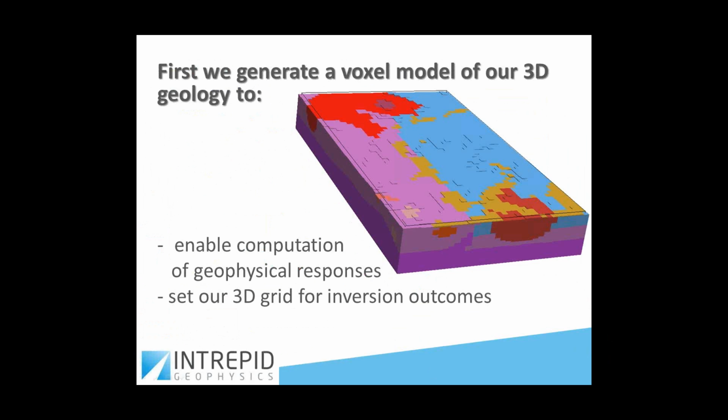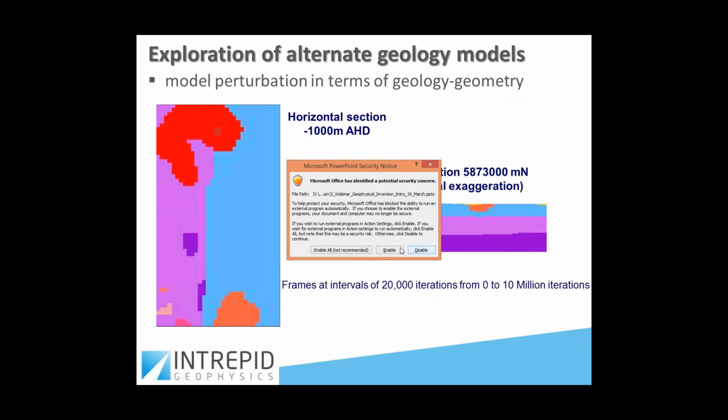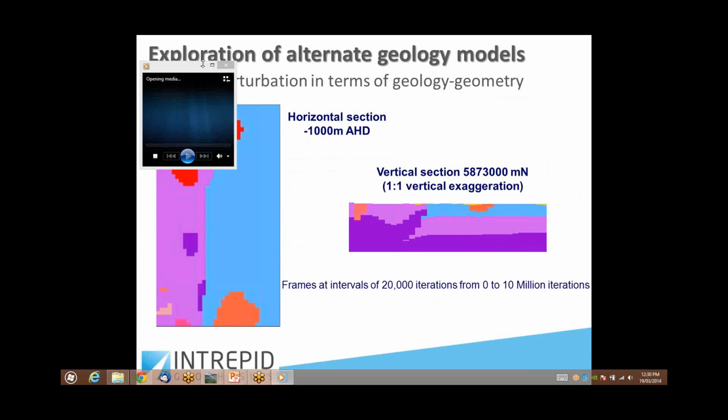So moving from the smooth geology model, we now know that we need to work in a voxel model or a discretized state of that geology, and we do this in GeoModeller because we know we have to enable the computational responses to occur, and we also need to set up our 3D grid for the inversion outcomes. And so now we can have a little think about the ways that we're going to perturb the model.